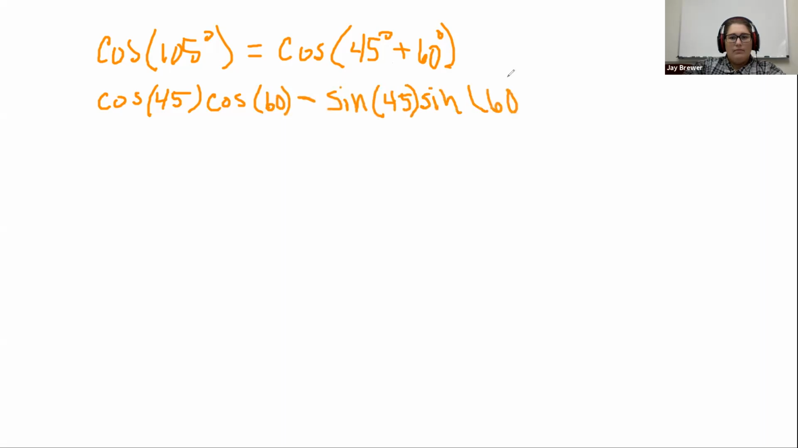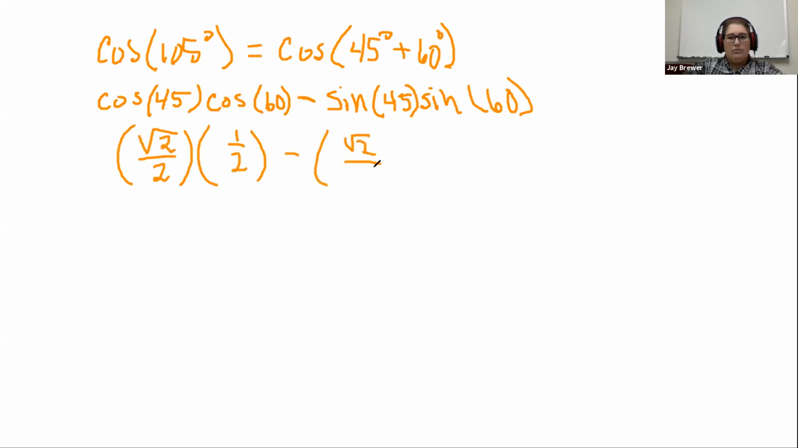But now, as opposed to 105 degrees, we can easily look up in our chart or our memories. You guys are all younger than me, so your memories are probably better than mine. You can all look up or recall the cosine of 45 and the cosine of 60, and the sine of 45 and the sine of 60. So now we have a little bit more to work with, right? So we have root 2 over 2 times 1/2 minus root 2 over 2 times root 3 over 2.